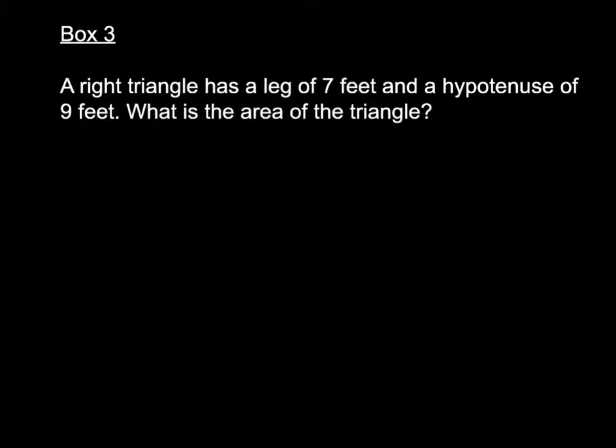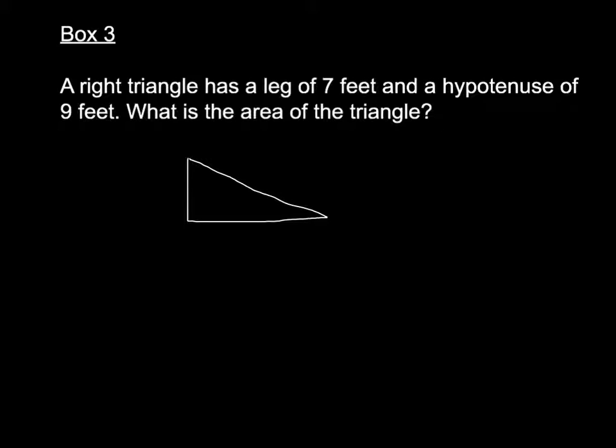Now, why do we know this is a Pythagorean theorem problem? Most likely because it says a right triangle. So it's a pretty good clue we're dealing with the Pythagorean theorem. So let's follow the first step. We're going to draw a right triangle. Alright, and this one says it has a leg of 7 feet. So we'll draw a right triangle.